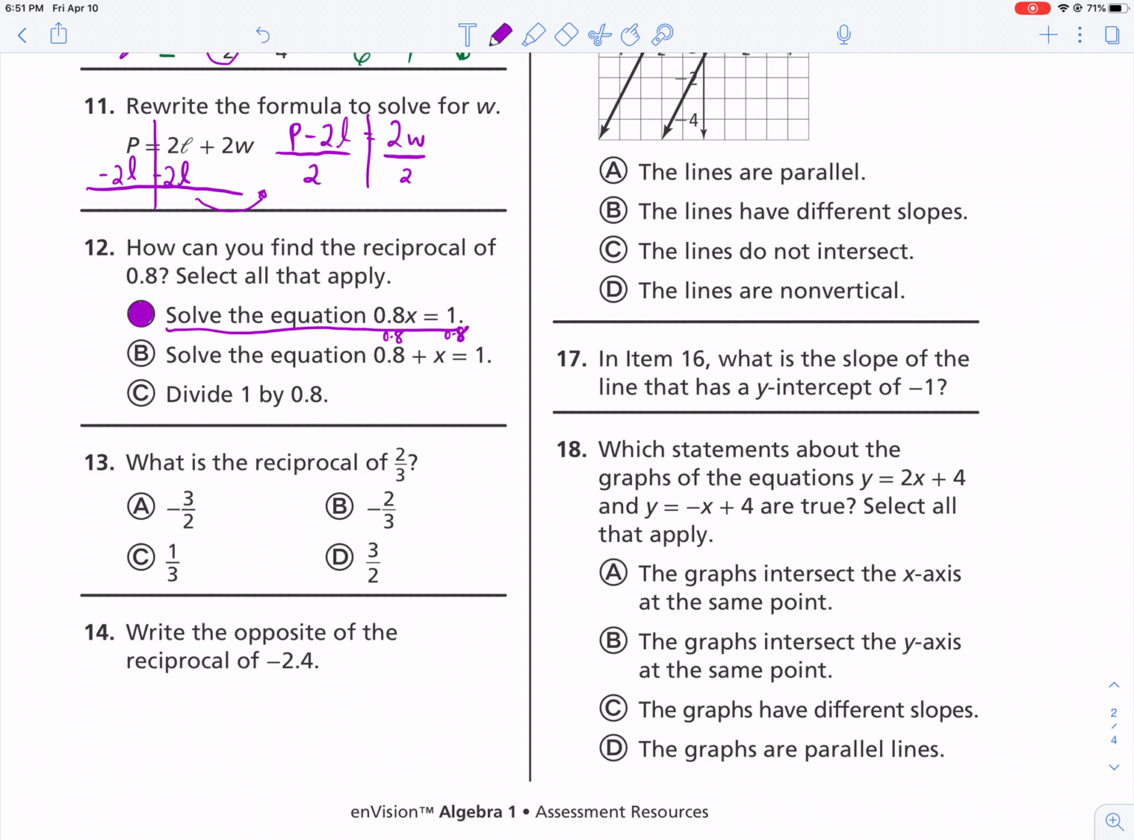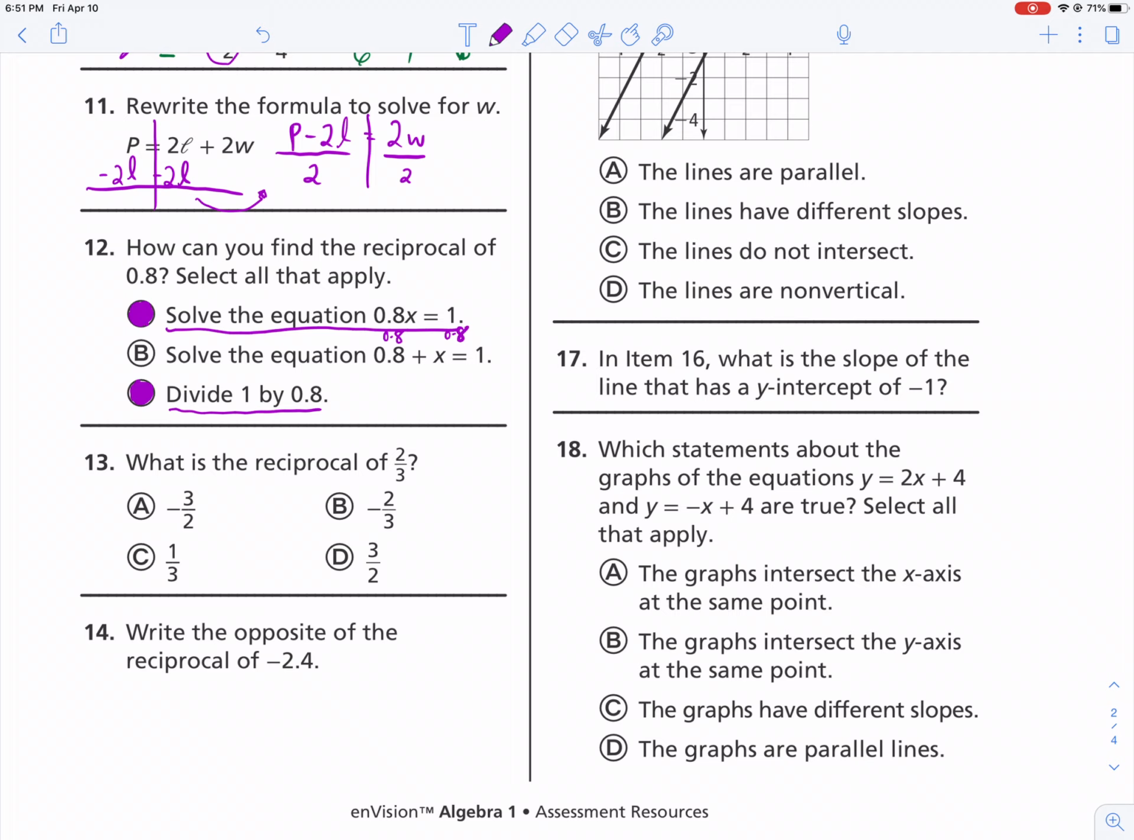Okay? And C is another way of just saying that operation that we would do in A. If I look at B, I have my 0.8 plus x equals 1. I'm not going to add something to it to make it equal 1. That's not going to tell me what my reciprocal is specifically. So in this case, we're just going to get A and C. So that's something a little bit different. We haven't really focused a whole lot on decimals.